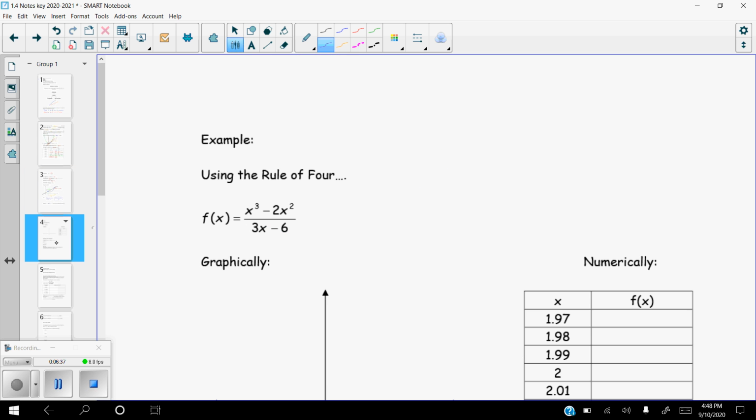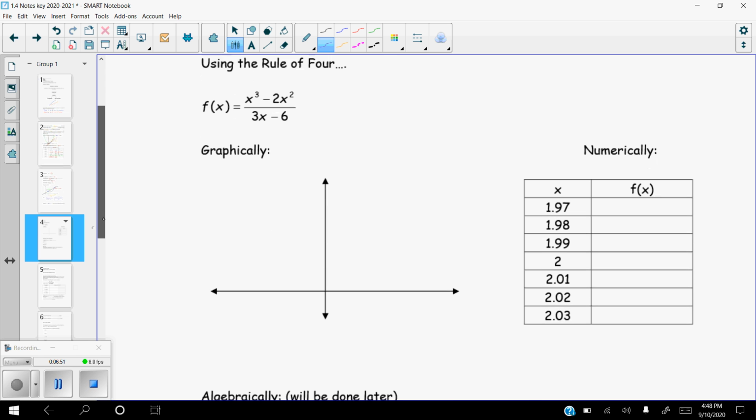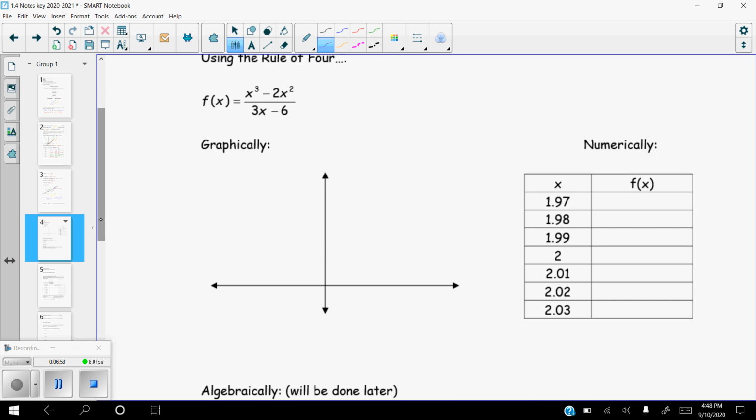All right, so now let's go ahead and look at what's called the rule of 4. I love that I call it this because I can only ever remember 3. There's algebraic, graphical, numerical, and I think the last one might be analytical, but I don't really use that one very often. So we're going to call it the rule of 3, maybe 4. Anyway, what we have done is we have looked at a graphical idea of a limit, and we're going to look at a numerical and algebraic idea of a limit.